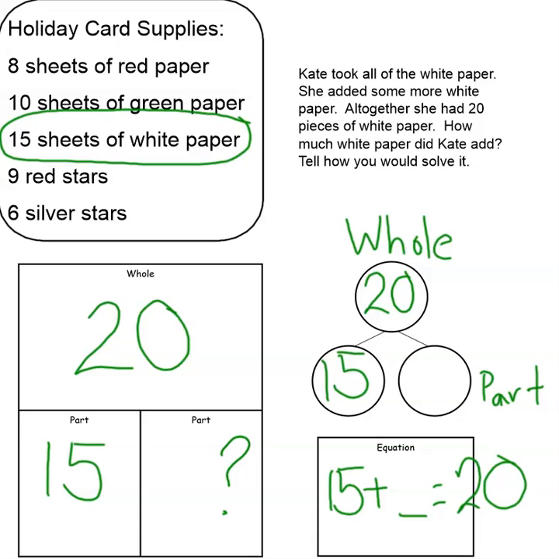Let's think. 15, 16, 17, 18, 19, 20. How many more did I add? That's right, I added 5 more. So I know if I have 15 and I add 5 more, I get 20. That was great problem solving. Are you ready to try another one?